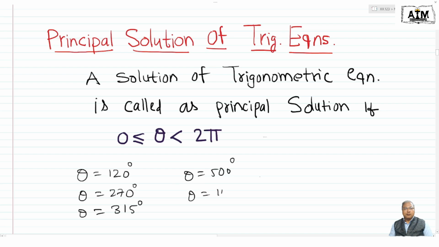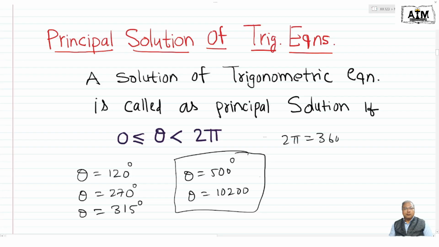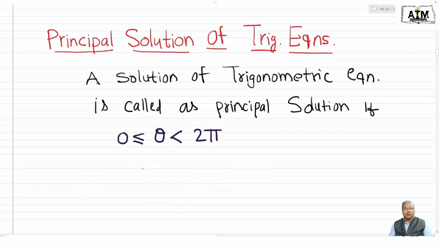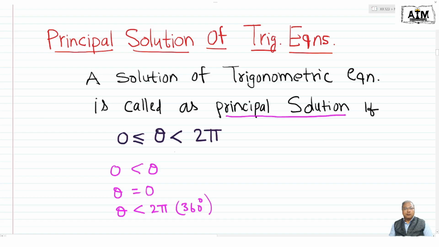If theta is 10200, then it is not a principal solution because these values are more than 360 degrees. 2 pi radians equals 360 degrees. So any solution of a trigonometric equation in which theta is greater than or equal to 0 and less than 2 pi, that is, theta is less than 360 degrees, is called a principal solution. Now how to find the principal solution?